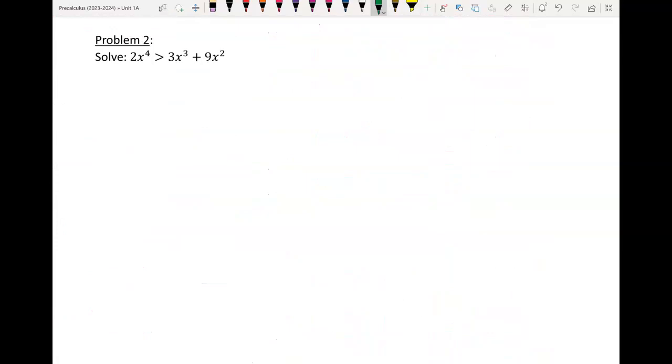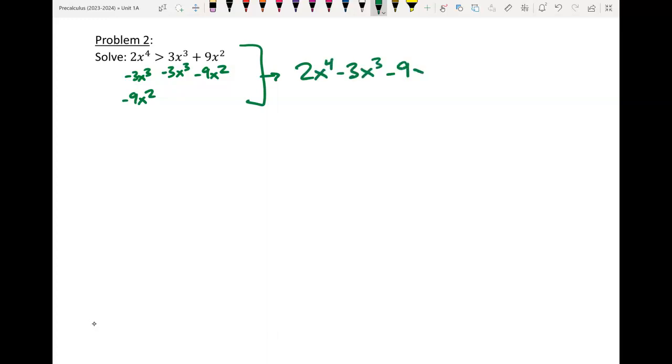So we're going to go ahead and rewrite everything, move things over. I'm going to subtract 3x cubed to the other side, minus 3x cubed. I'll subtract my 9x squared, minus 9x squared. None of these can combine, so we're left with 2x to the 4th minus 3x cubed minus 9x squared, strictly greater than 0. So we're doing a greater than 0 on this one.